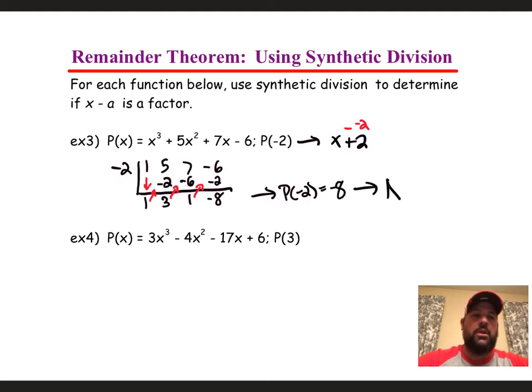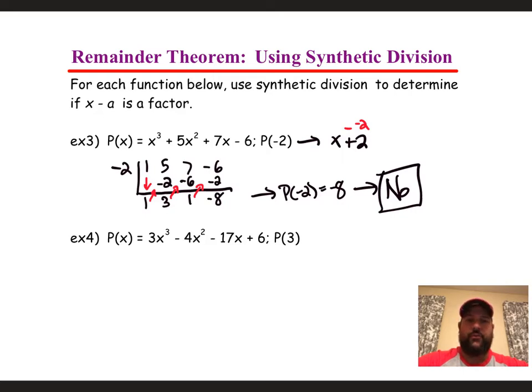So no, it is not a factor of the binomial. And I could check this. If I were to take -2 and actually plug it into the function, I would also end up with -8 as my answer, indicating that it is not a factor. Go ahead and pause, try number 4 on your own, and then check your answer.